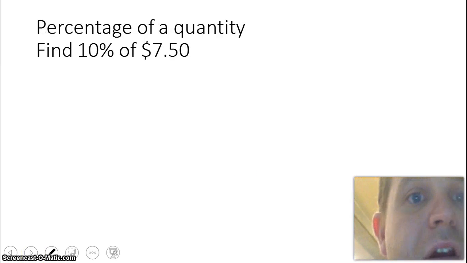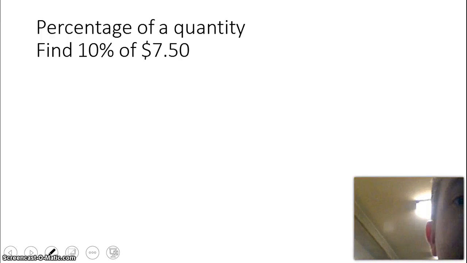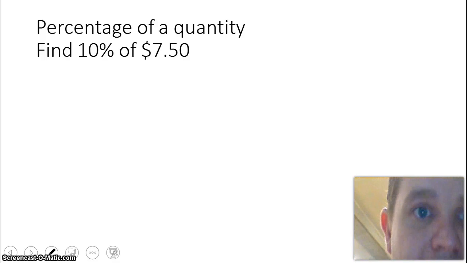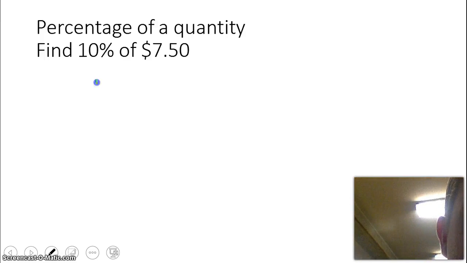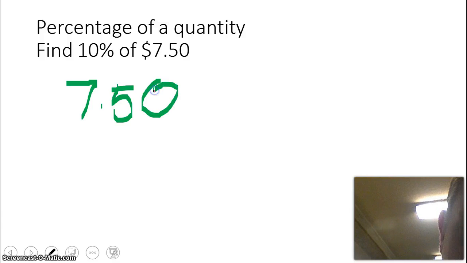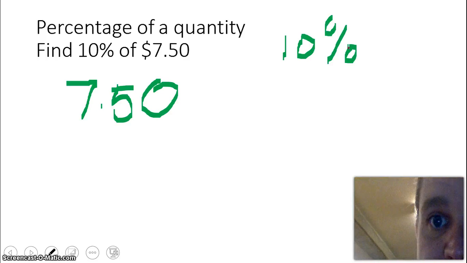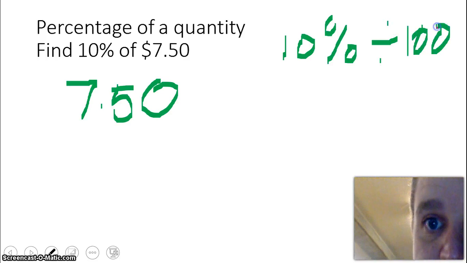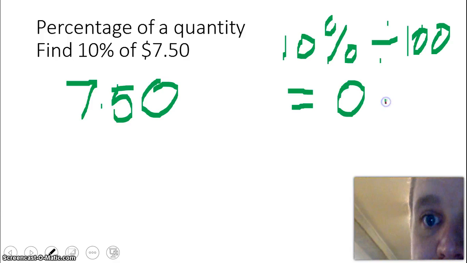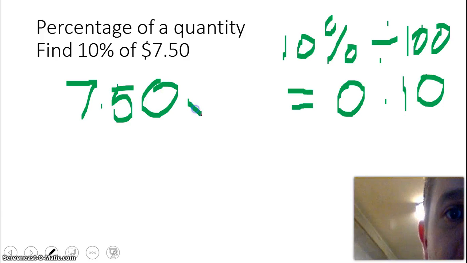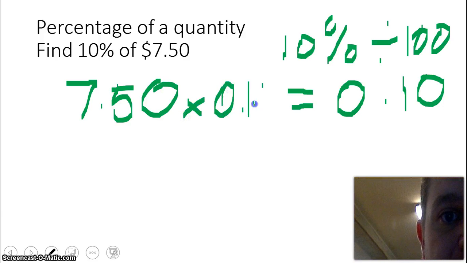The last thing we're going to do today, we're going to find the percentage of a quantity. So in this one, we need to find 10%. Now, most calculators don't have 10% as one of the functions you can do. So we're going to do it a little bit differently. We're going to change it to a decimal. So 10% divided by 100 gives us 0.10. And to work out 10% of this, we're going to times it by 0.10.